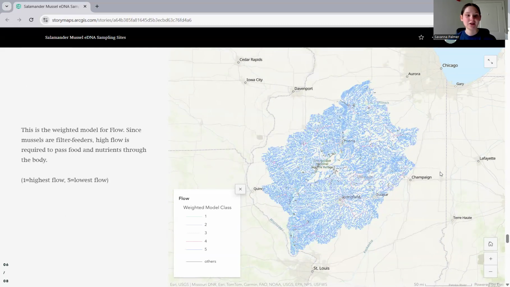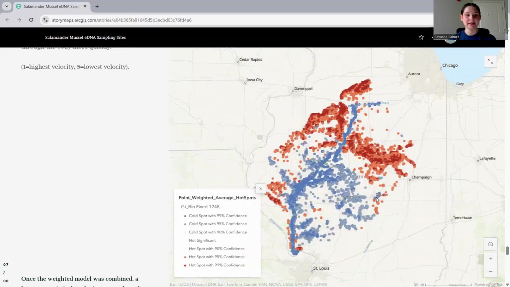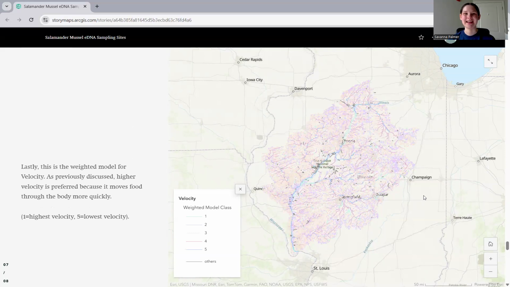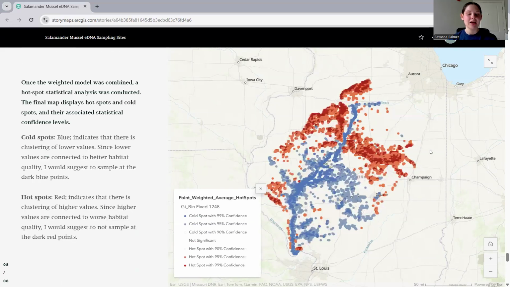And here is flow. High flow is required for the filter feeders to actually obtain their food. Oh, I skipped one. Here's water velocity. I already covered this, but again, velocity is required to bring in as much food as possible for the organisms. With all that combined, I did a hotspot analysis.